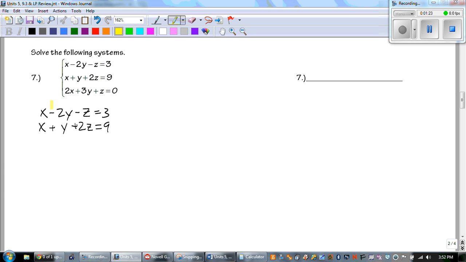So what I want to do is cancel my x's. I'm going to multiply the top equation by -1 because that's the easiest thing to do. So multiply the first one, so we get -x. A negative times a negative makes that a positive 2y. A negative times a negative makes that a positive z. And then a negative times a positive makes that a -3. Now I didn't do anything to the bottom equation, so that is 100% the same.